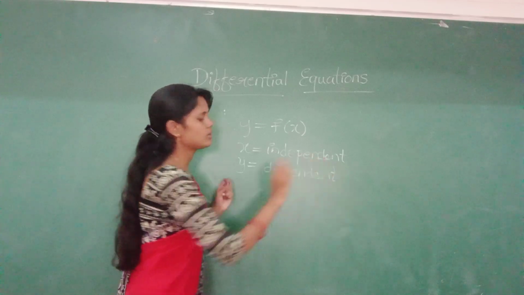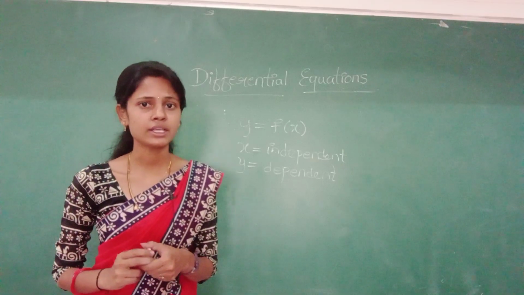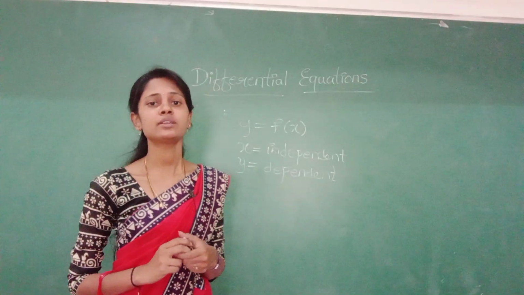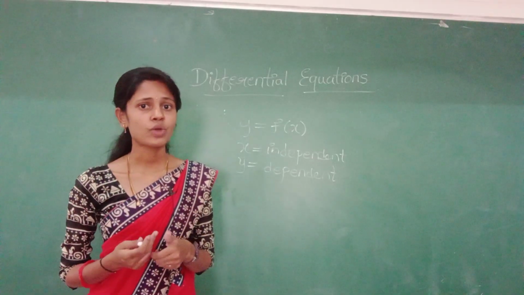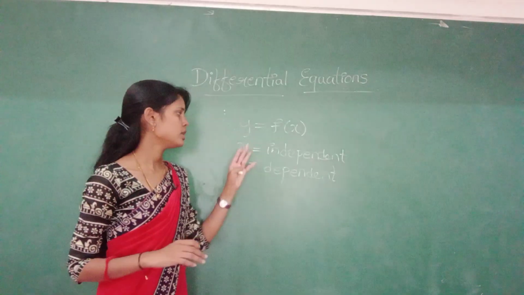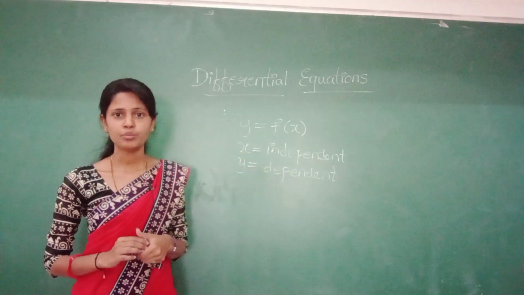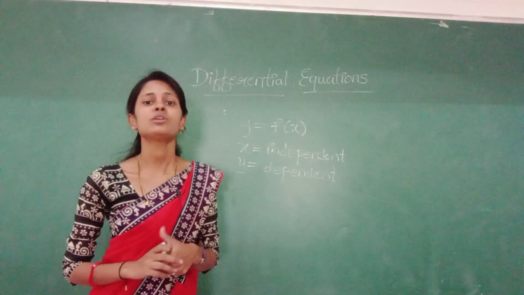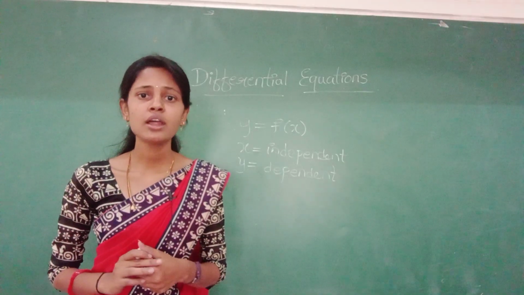Why do we say x is independent and y is dependent? Because whenever we take one function, we give the values for x, then automatically we get the values of y. So here y is dependent on x. After giving the x values we get the y value, so we say x is the independent variable and y is the dependent variable. And why are we discussing this? Because the differential equation involves derivatives.